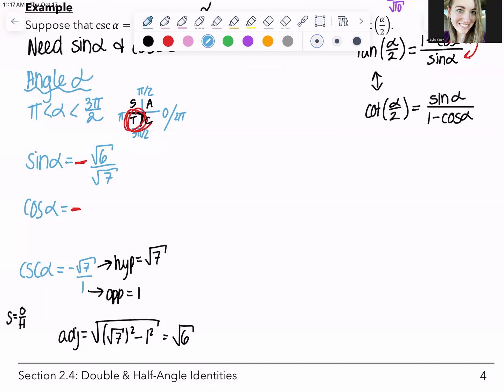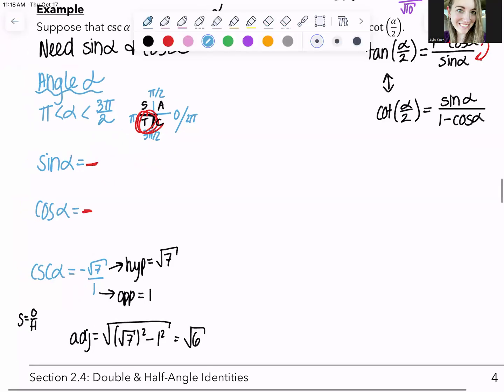And you could also write this as negative square root of 6/7 if you really wanted. And then we have cosine, which is adjacent. Oops. My head was having trouble with this. I was like, something doesn't feel right here. That's because sine is opposite, 1 over square root 7. Adjacent is square root 6 over square root 7.